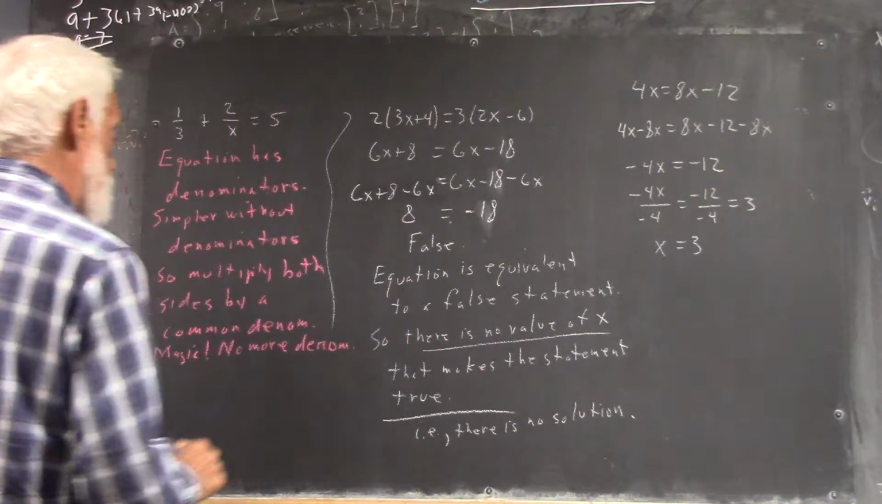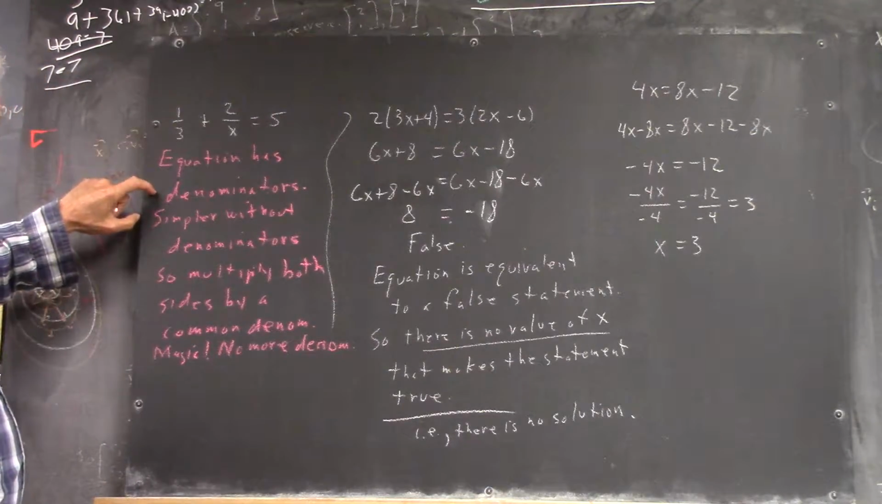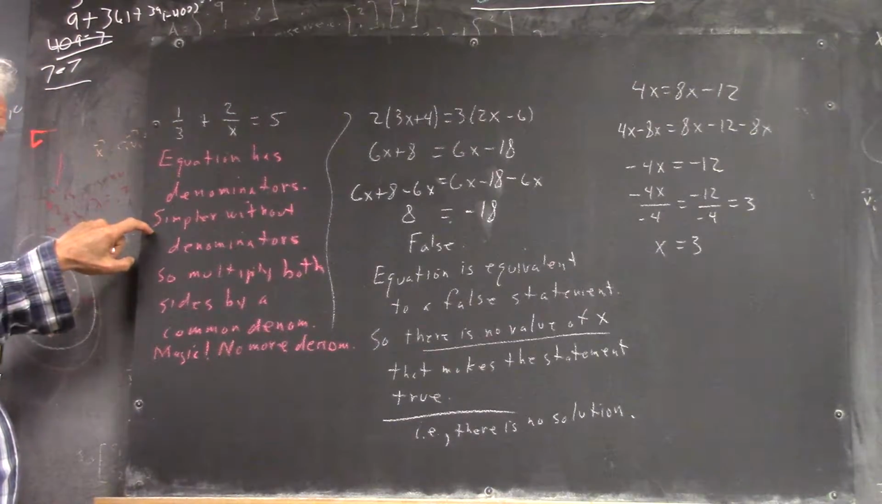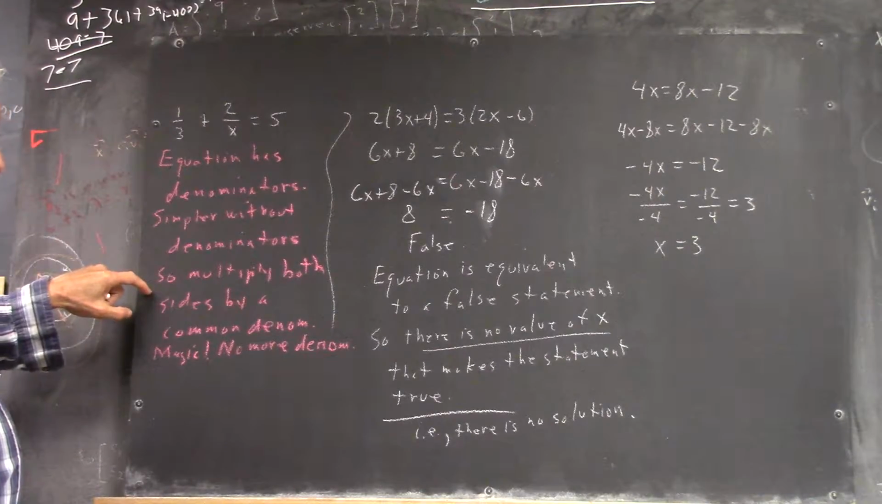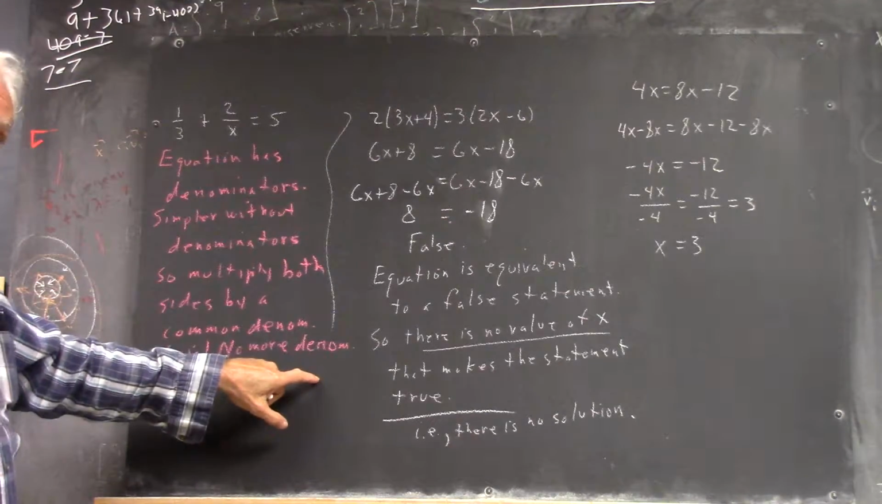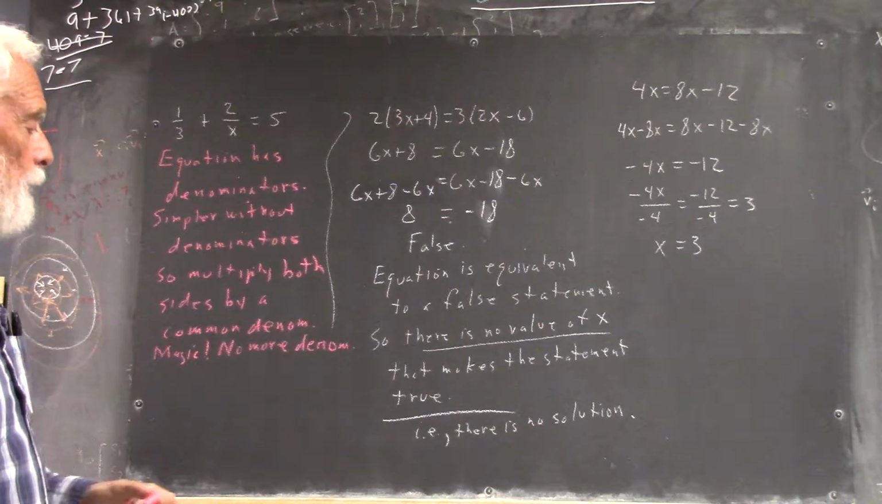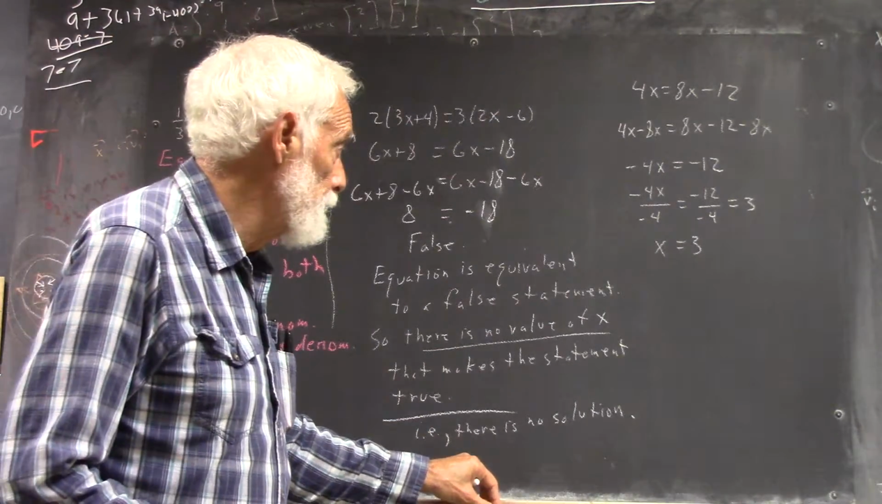Now maybe reading what I wrote as I wrote it. The equation has denominators. It's much simpler if you don't have denominators. With an equation, you can multiply both sides by a common denominator, and like magic, there are no more denominators. Okay? So what do you think might be a common denominator for this equation?